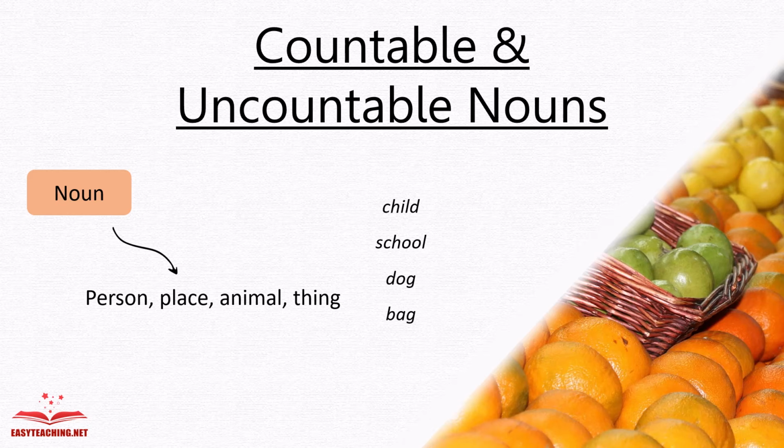Here are some nouns: child, school, dog, bag. Nouns are generally things we can physically touch, like these. But not always, because there are abstract nouns, such as happiness and love.